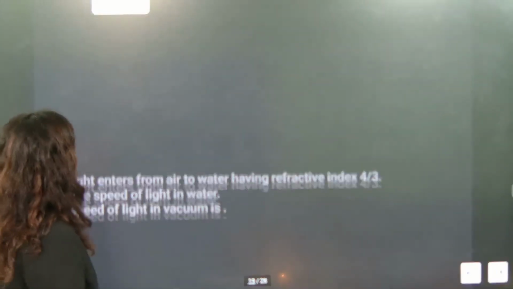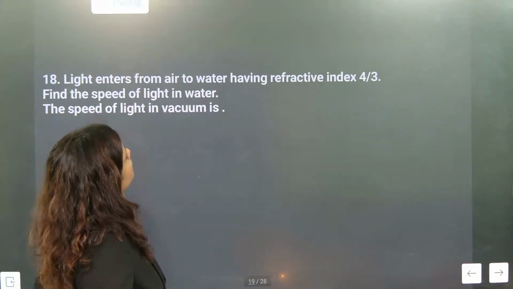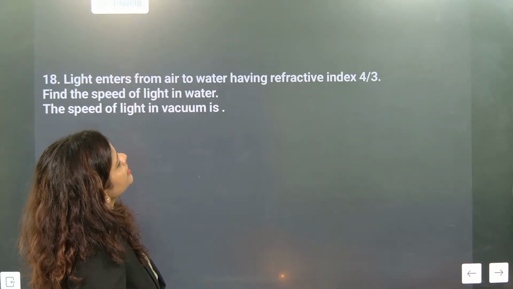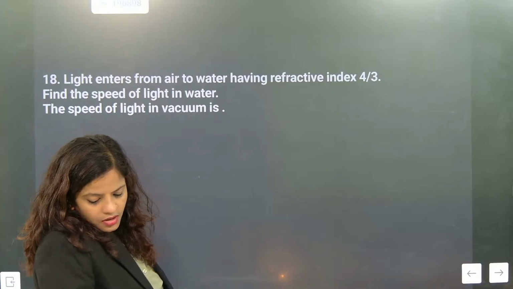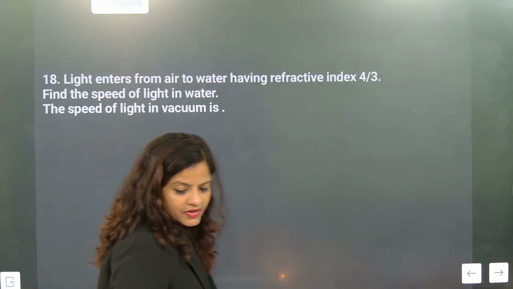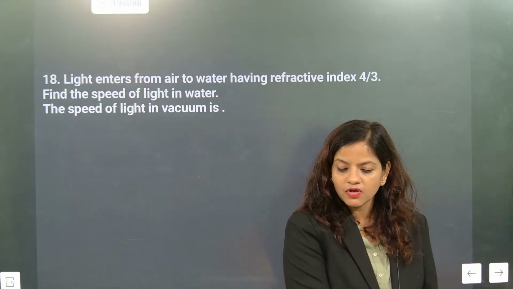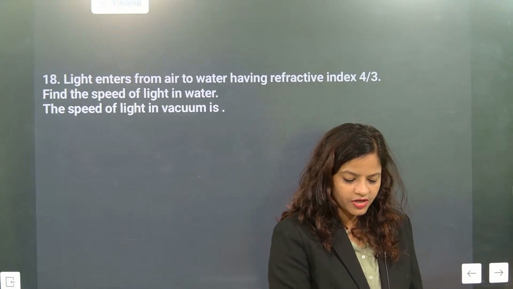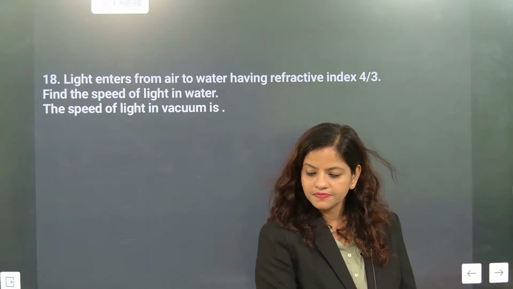We'll go for the next question and your time starts now. Light enters from air to water having a refractive index of 4 by 3. Find the speed of light in water. Without solving, we can say the answer. Now, can you say what is the answer? Yes, I'm getting your answers, beta.